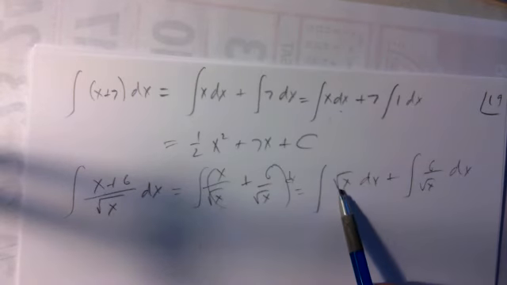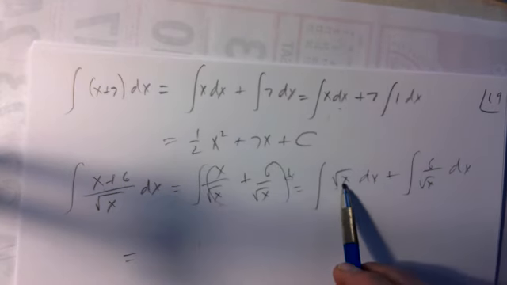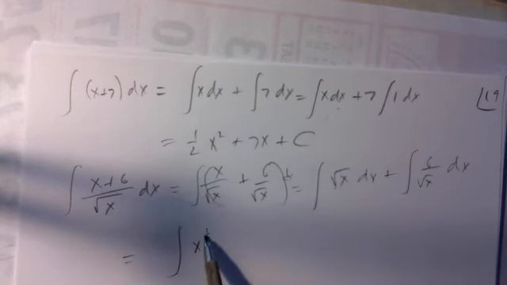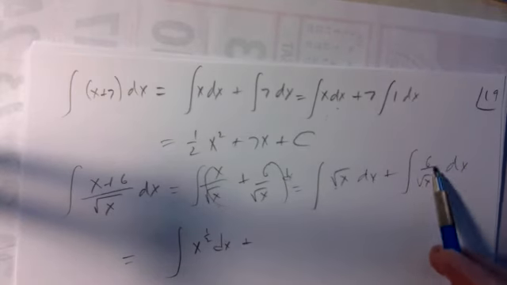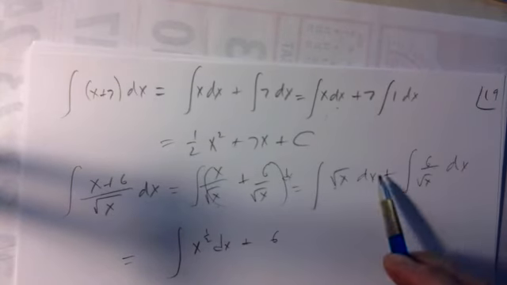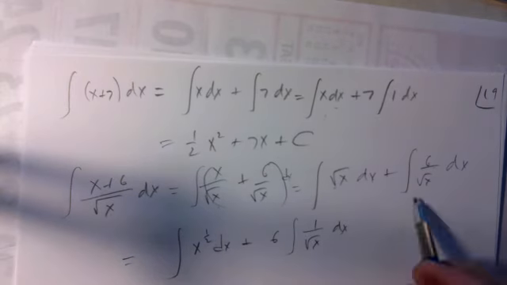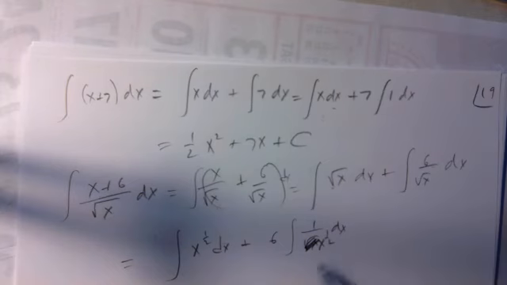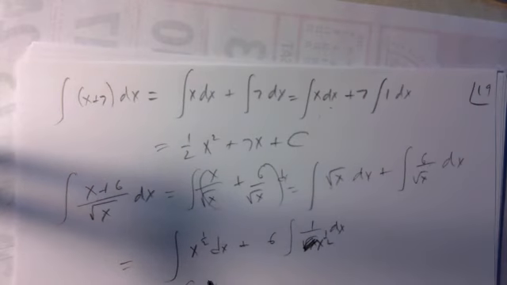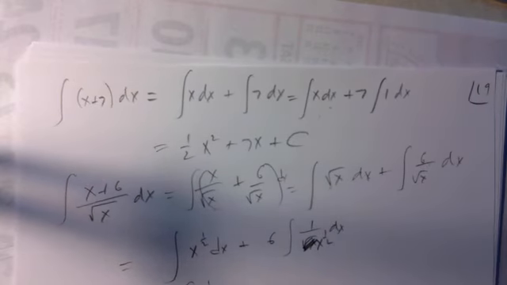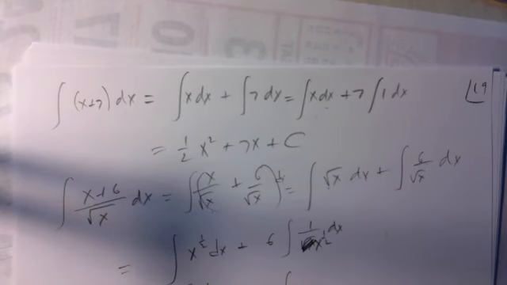Now, I don't know how to integrate this square root symbol unless I remember that the square root of a number is just the number raised to the power of a half. So this is the integral of x to the 1 half dx. Let me take the 6 outside, since you can take a constant outside the symbol of integration. 1 over the square root of x is 1 over x to the 1 half. So this is the integral of x to the 1 half dx plus 6 times the integral of 1 over x to the 1 half, which is x to the minus a half dx.